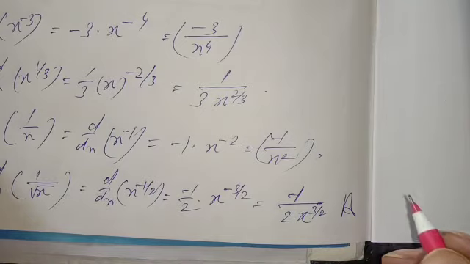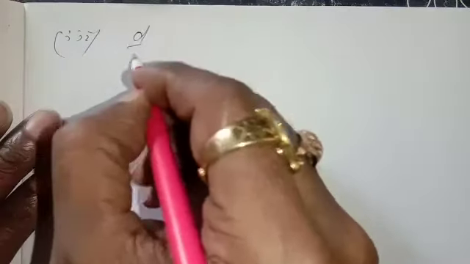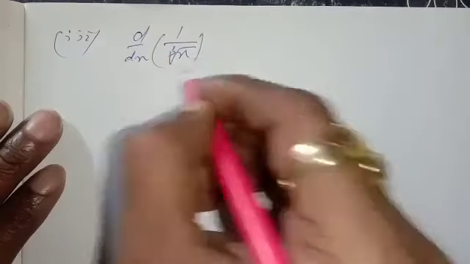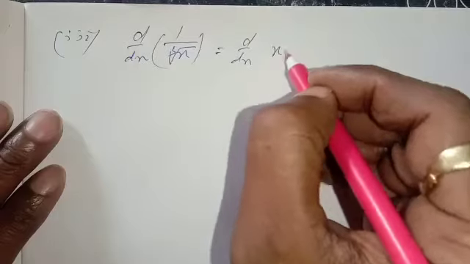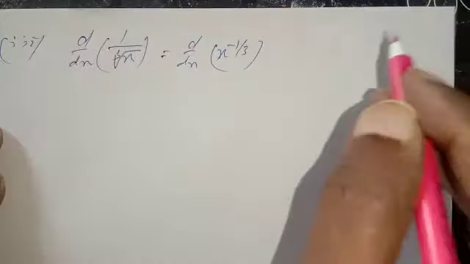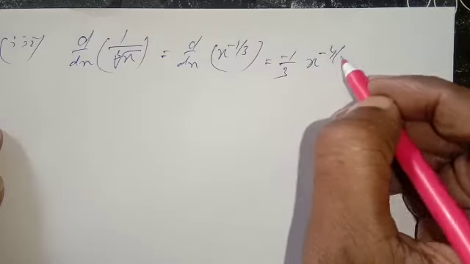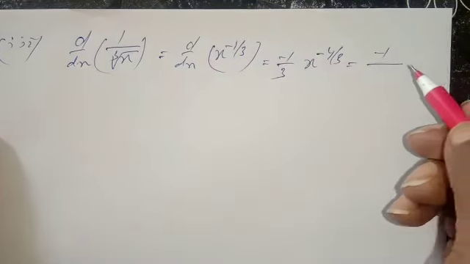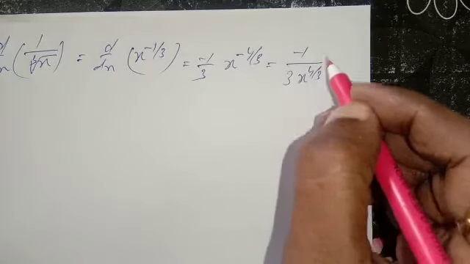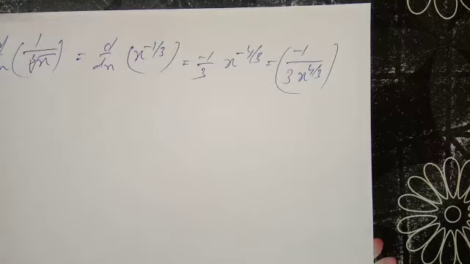And number 2 third part is given: 1 by cube root of x. Just see. The question is d by dx, the derivative of 1 by cube root of x. This will be d by dx of x to the power minus 1 by 3. So what is the derivative? The power comes first, minus 1 by 3, x to the power minus 1 by 3 minus 1, that is minus 4 by 3, which is equal to minus 1 by 3 into x to the power 4 by 3. This is the answer. Okay. Let us go to the next part.